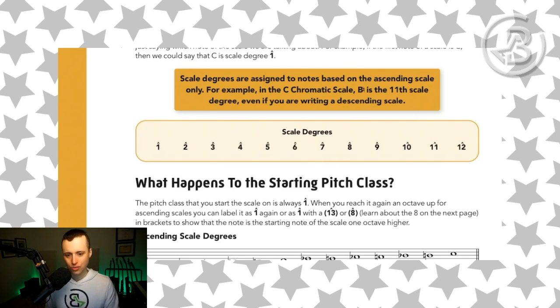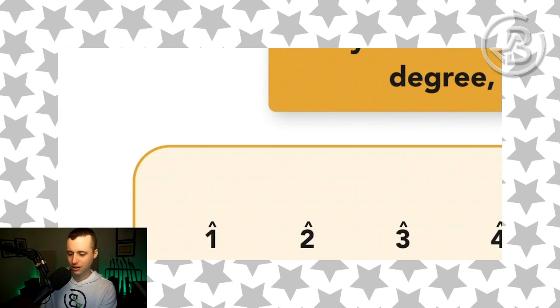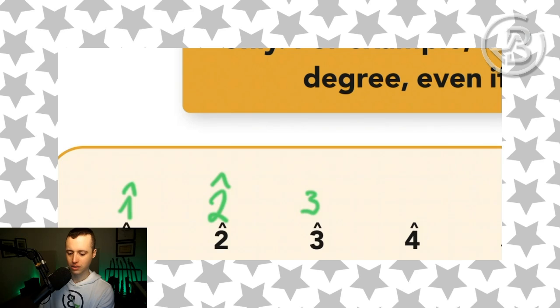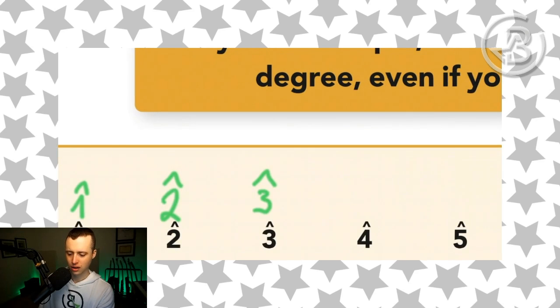So practice writing scale degrees. All you got to do is just write a regular number and then give it a roof, a regular number, and give it a roof. That's all you got to do for scale degrees.